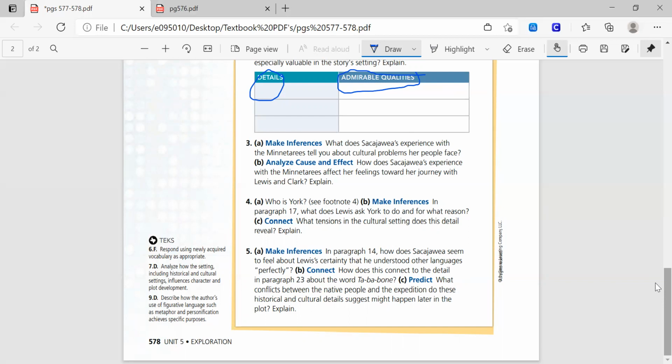Question 5A, make inferences. In paragraph 14, how does Sacajawea seem to feel about Lewis's certainty that he understood other languages perfectly? So go back, look at paragraph 14. 5B, connect. How does this connect to the detail in paragraph 23? So look at paragraph 23 about the word tababone.